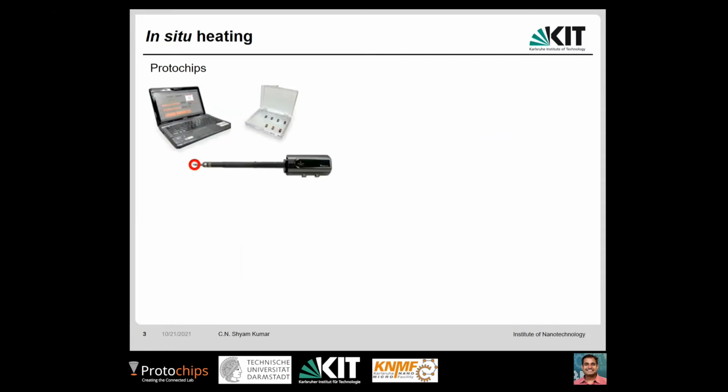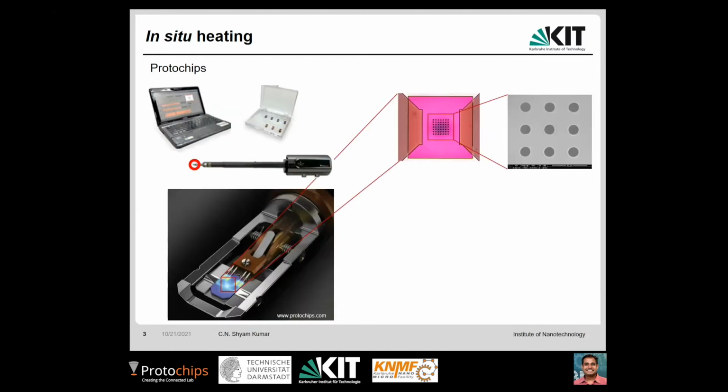And that's where we used the in situ heating holder from Protochips, which has a MEMS based chip containing a freestanding membrane which acts as both the sample support and the heating element, which provides very confined heating. You have very flexible heating rates, and more importantly, these chips are really stable at high temperature, which enables you to get high resolution images at high temperatures.